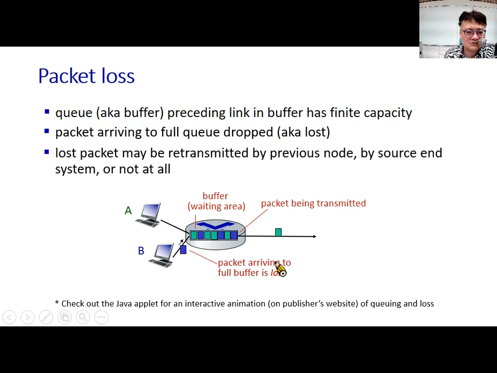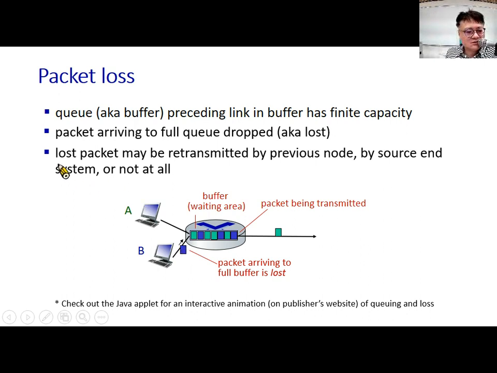So you can see a packet arriving to a full queue should be dropped, also known as loss, right? If a packet is sent from B, you can see the buffer is already full. Then what happened? The packet arriving to the full buffer should be lost. It cannot fit in this buffer because the queue is already full. So B's packet will be the lost packet.